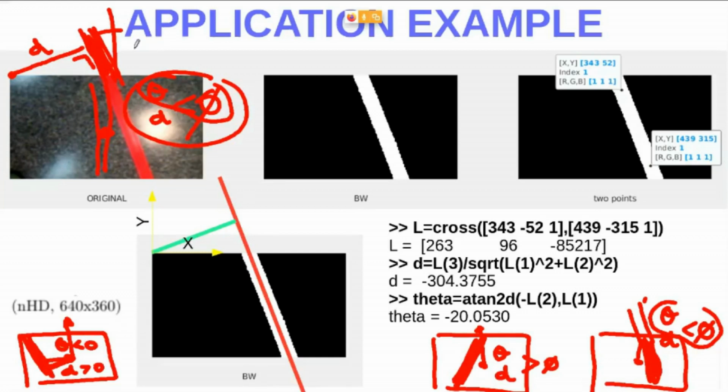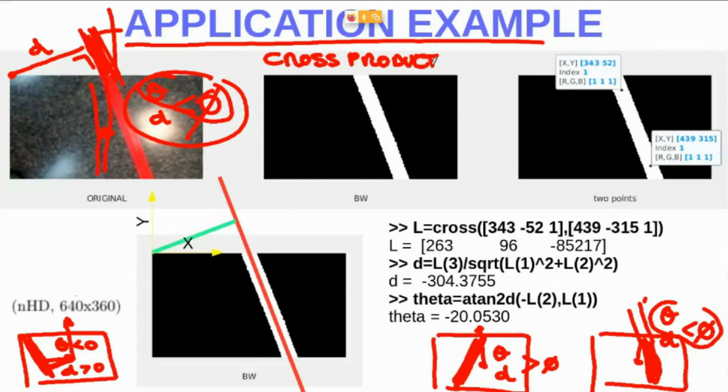But well, this slide is only for explaining the application example on how I can calculate the distance and the angle. Well, I'm going to use the cross product. This is a very powerful mathematical tool. Let's say this is the original and this is the black and white, okay? And the remote computer must calculate automatically 2 points in the line, okay? One on the upper section, this is done automatically, okay? One on the upper section, and one at the bottom section.